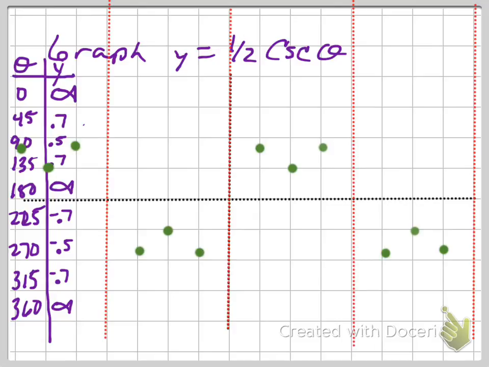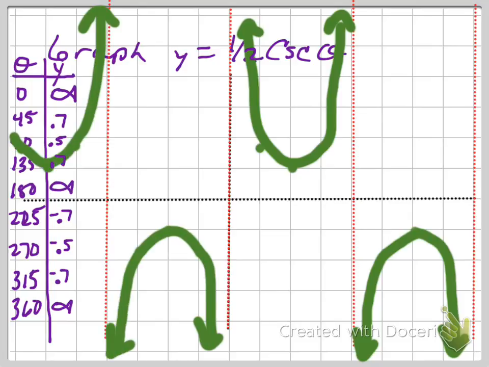So it looks like that, and it's gonna be parabolas again. So secant and cosecant look the same. So you snuggle them up, and there's your graph.